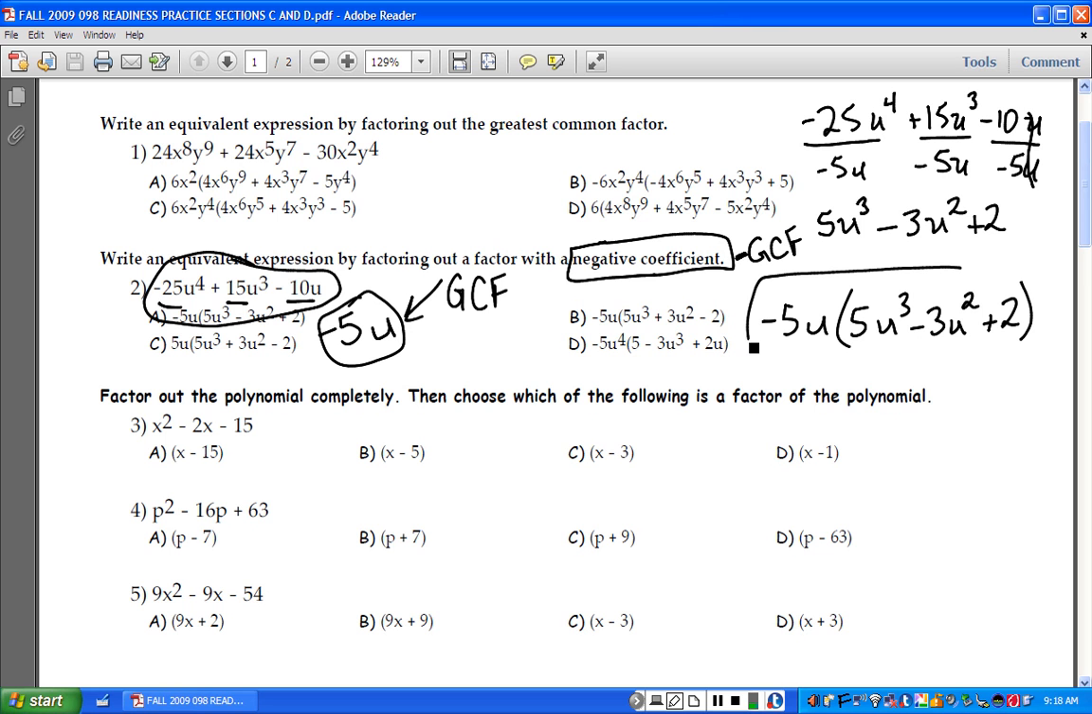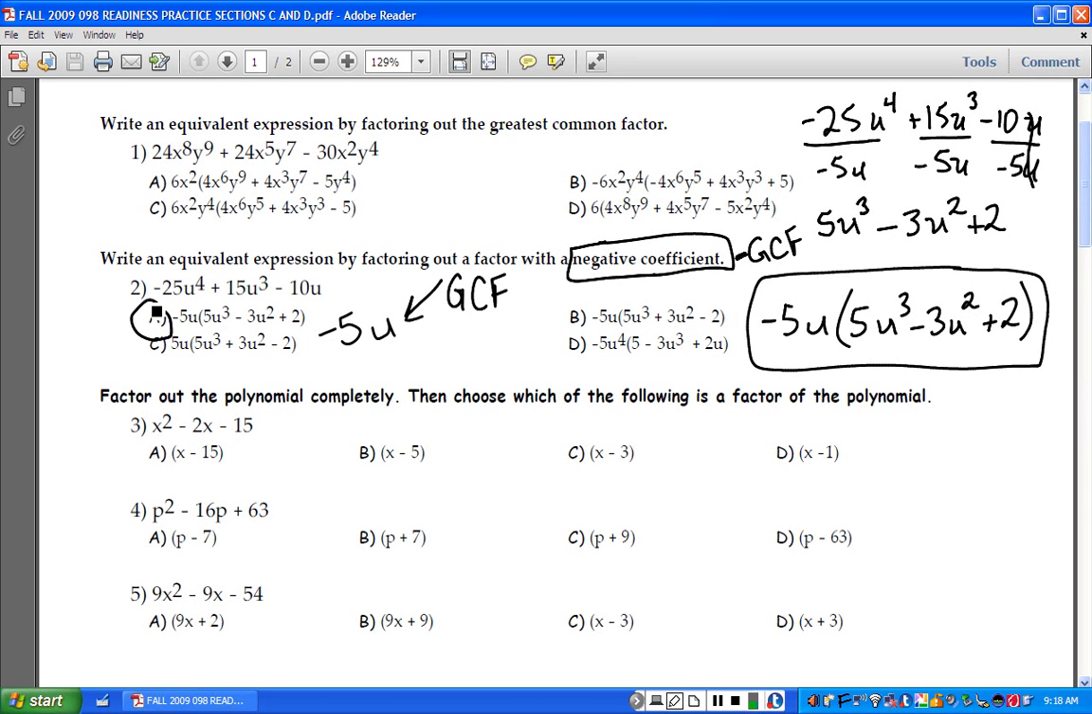To get our final answer. Okay, so in this case, this is negative 5u to the third minus 3u squared plus 2. Okay, so let's clear some of this up so we can see what we have here. Alright, so it looks like the answer here would be A. Negative 5u to the third minus 3u squared plus 2. That is correct. Okay, moving on.